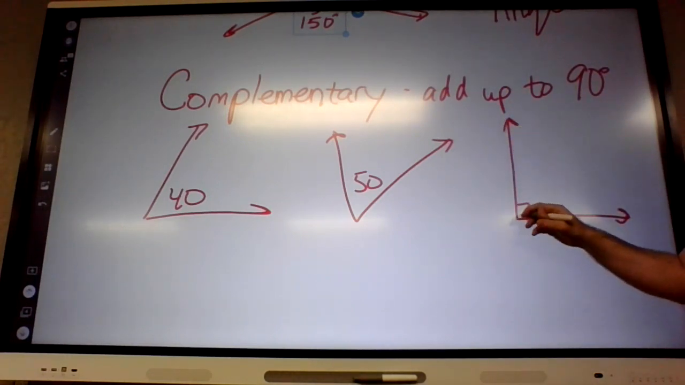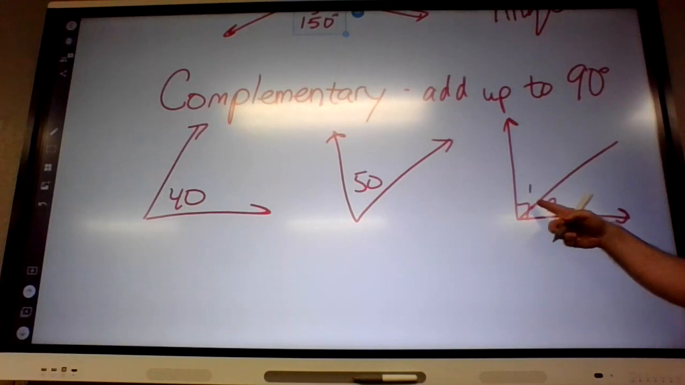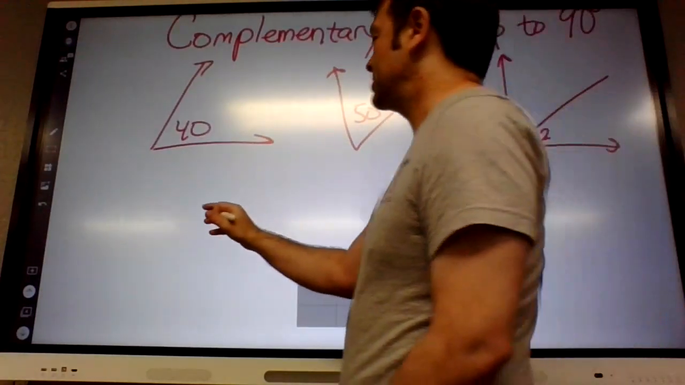There's a 90-degree angle. Now those two angles would have to be complementary, right? Because together they make a 90-degree angle. Complementary angles add up to 90. So guess what this means then?